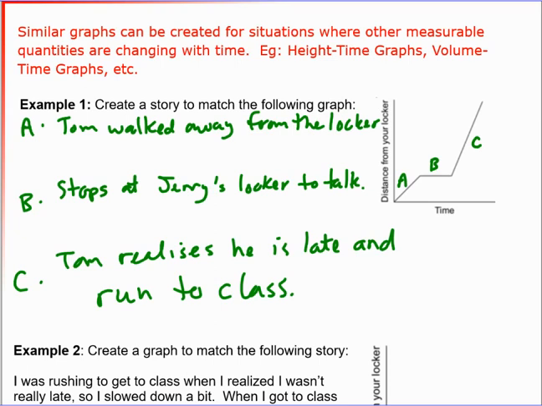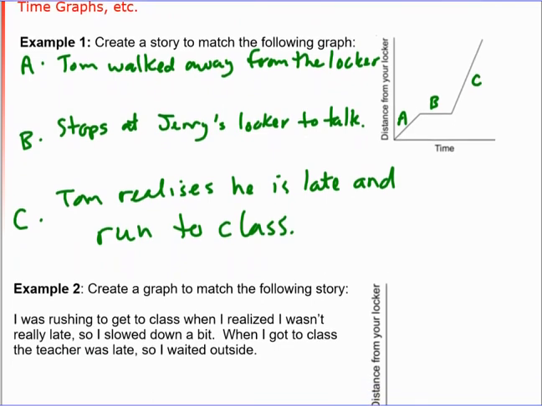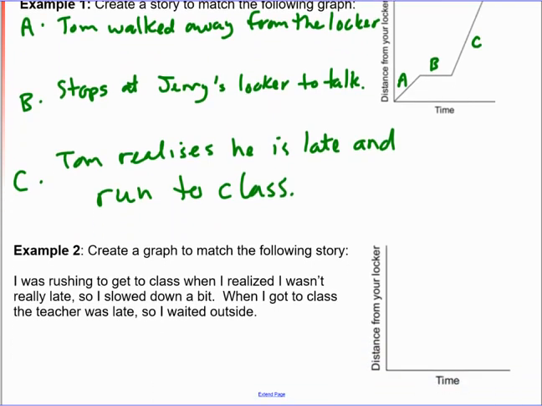All right. Now, let's read the next one and then you can try it on your own again. Create a graph to match the following story. Well, this one, they give you the story and you have to draw it. I was rushing to get to class when I realized I wasn't really late, so I slowed down a bit. When I got to class, the teacher was late, so I had to wait outside. So what would that look like as a graph? Why don't you pause the video and try it, and then I'll give you a solution.